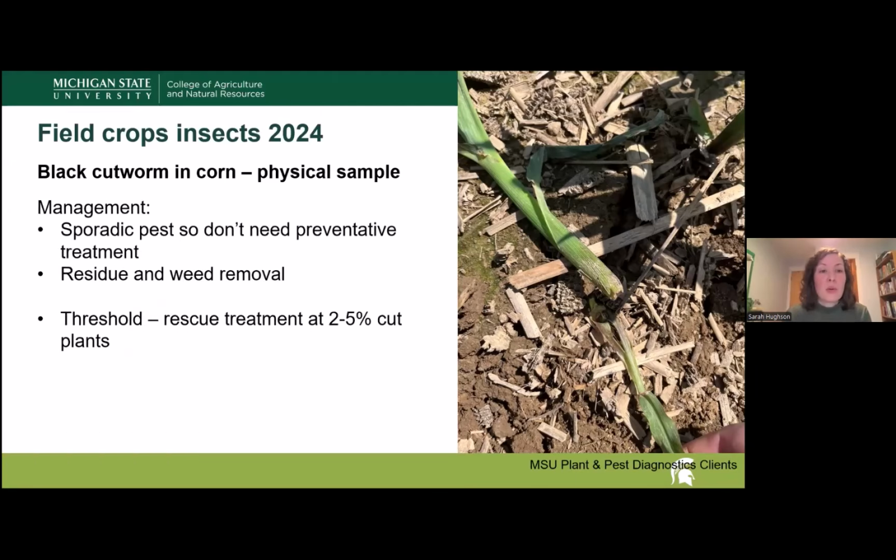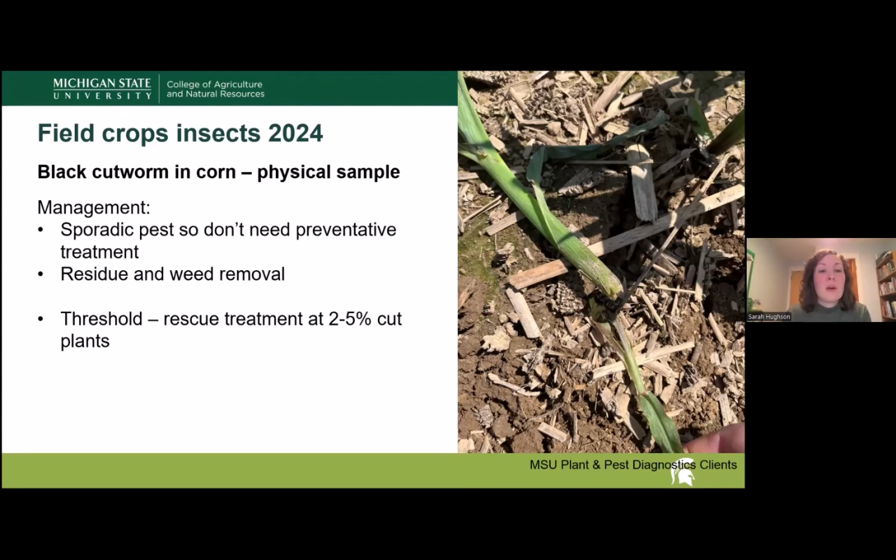Now, when we're controlling for black cutworm, we typically don't use preventative measures for black cutworm. This is a sporadic pest, so a lot of times, your efforts would be wasted in doing a preventative treatment or preventative methods for this insect. But if you're really worried about black cutworm, things that you can do are just cultural management, like removal of that crop residue or weed management early in the season.